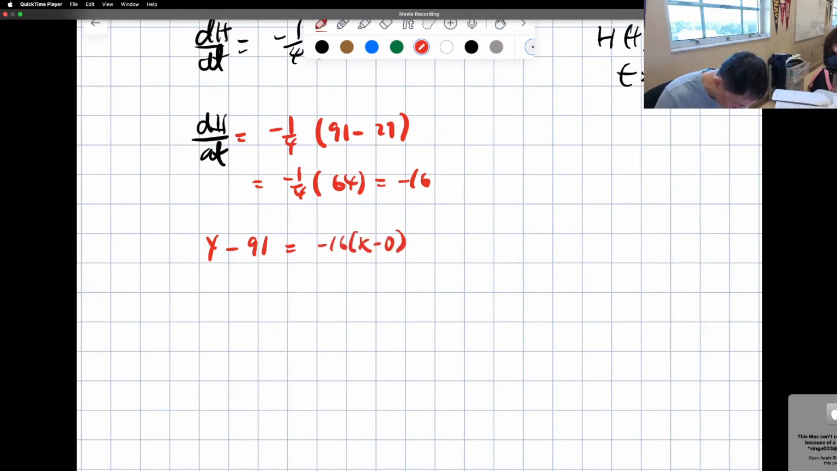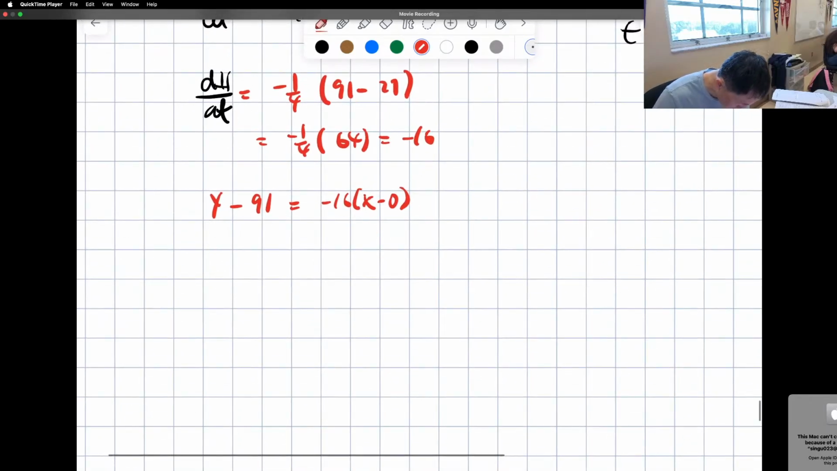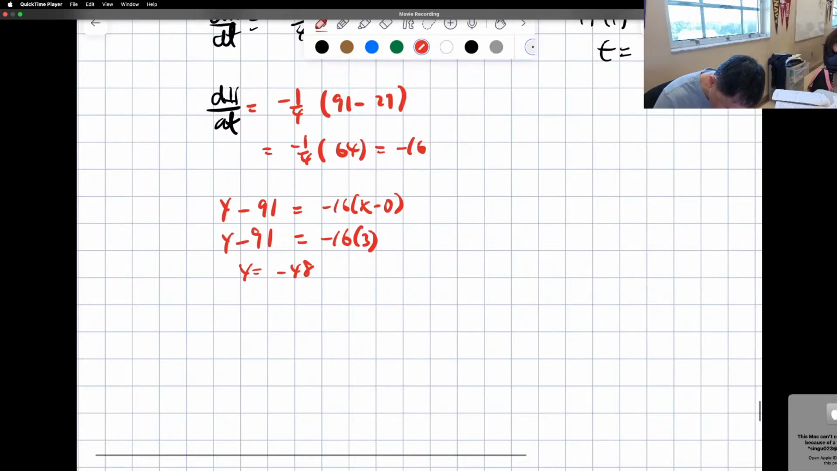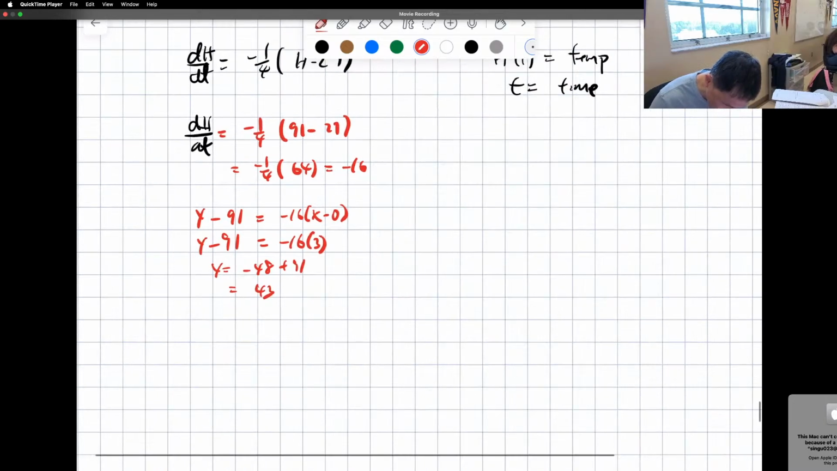Is that okay? And we want to find out when t equal to 3. So y minus 91 equals negative 16 times 3, and y equals negative 48 plus 91, which is what? 43? Yeah. Okay, 43, yeah. So that's that.